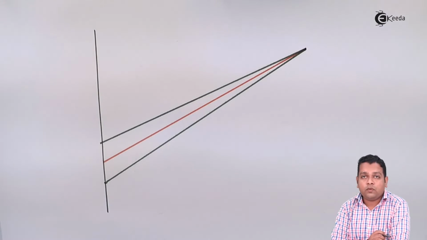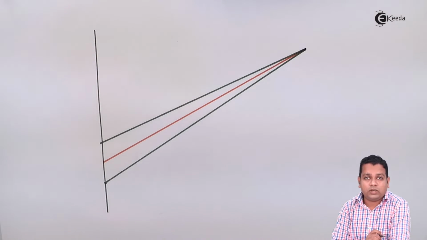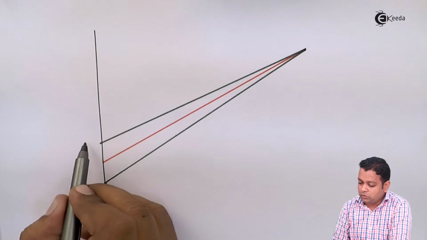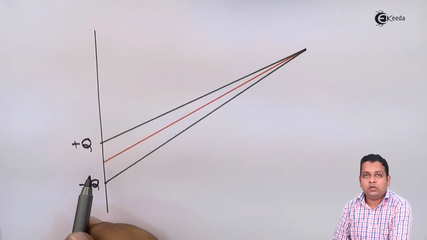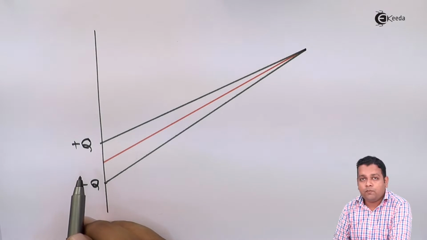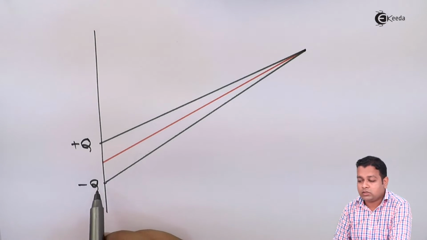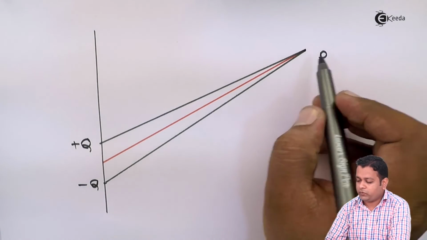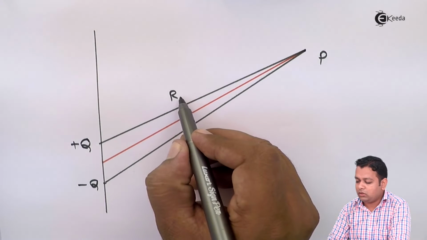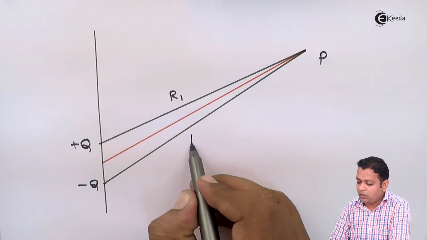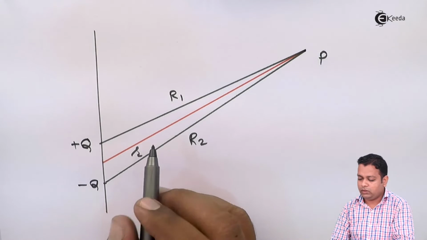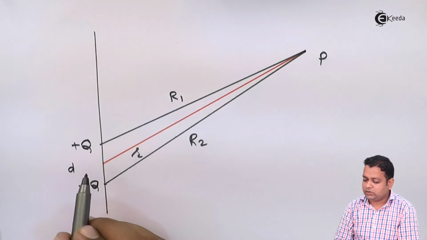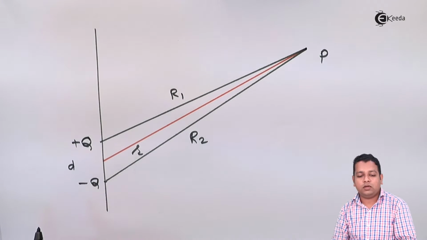Practically the electric dipole occurs at the atomic level. Hence the distance of separation between positive Q and negative Q is very small compared to the distance from the charges to the field point P. So here I have redrawn the diagram. This is R1, this is R2, and this is small r. And this is the distance of separation d between positive Q and negative Q.